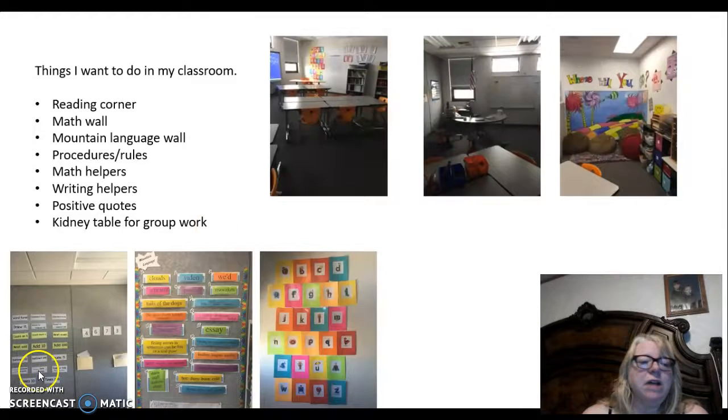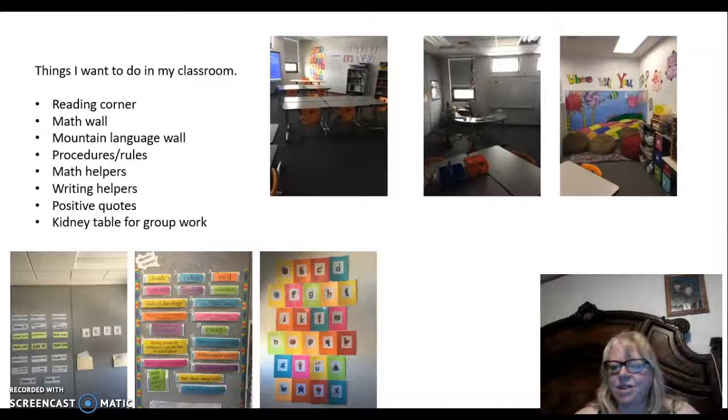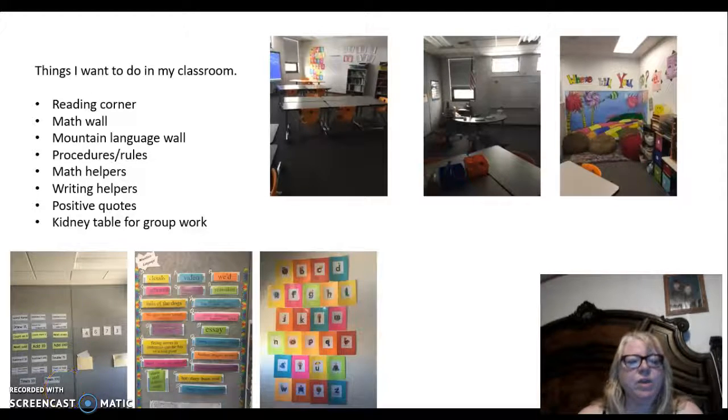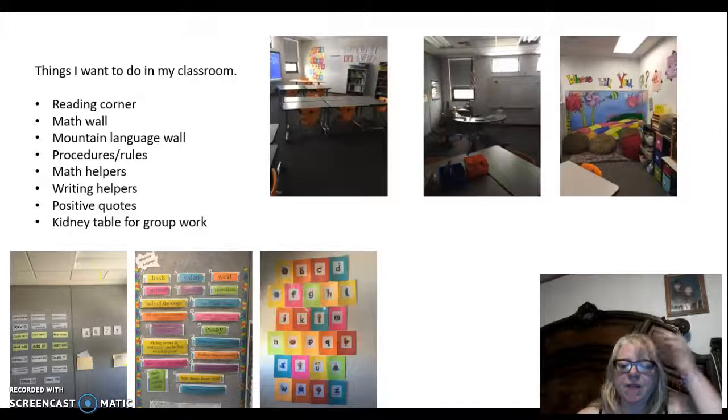A math wall. I do a math wall in my classroom because I do a lot of centers. I'm just like a para. I do a lot of access groups, so I have a lot of different kinds of kids in my classroom. So here I do a math wall, and it's wonderful. It helps the kids get the math in their heads.